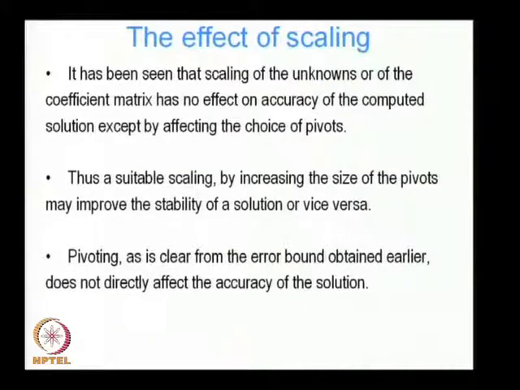Lecture in our series on numerical methods in civil engineering, we are going to focus on iterative methods for solving linear systems. In a previous lecture, we talked about error analysis of linear systems, and we showed that scaling of the unknowns or of the coefficient matrix has no effect on the accuracy of the computed solution except by affecting the choice of pivots. By choosing a suitable scaling, we can improve the stability characteristics of the solution procedure, but affect the accuracy only indirectly.